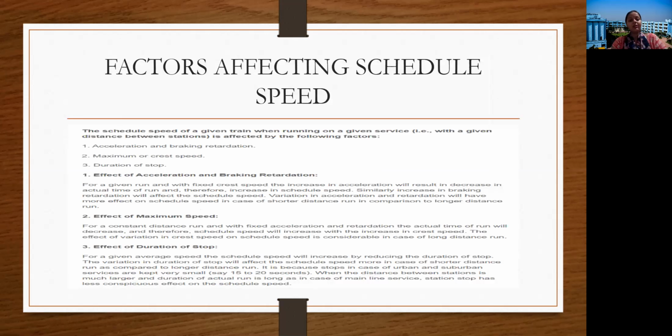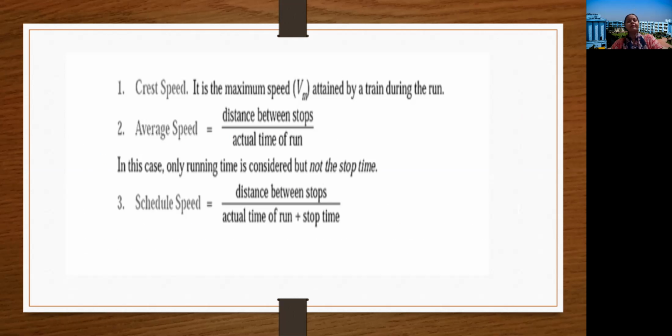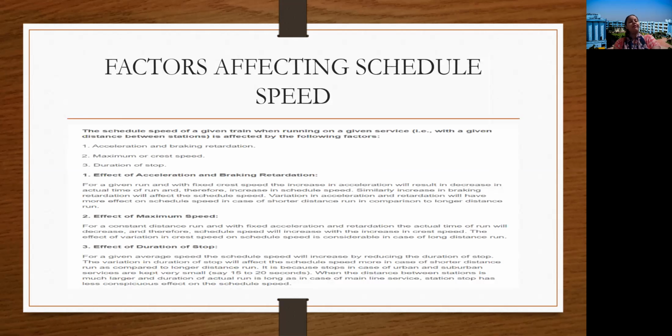And last but not the least, duration of stop. This is the stop time. So if duration of stop gets increased, schedule speed will be reduced. If duration of stop gets decreased, schedule speed will be increased. So these are the three factors: acceleration and braking retardation, duration of stop between two stations, and effect of maximum speed. These are the factors that are going to affect schedule speed of any locomotive.